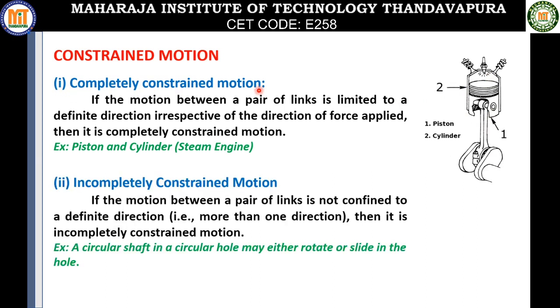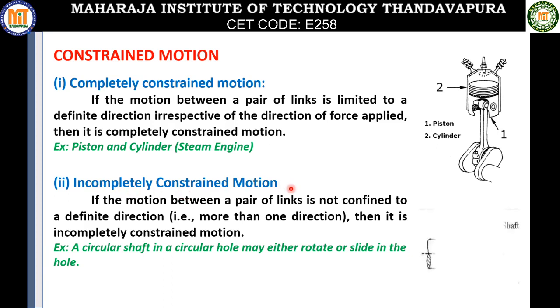The second type is the incompletely constrained motion. Here, the motion between the links is not confined to one particular definite direction, but is possible in more than one direction. So whenever there is more than one direction in which the motion can happen between the links, then it is called incompletely constrained motion.